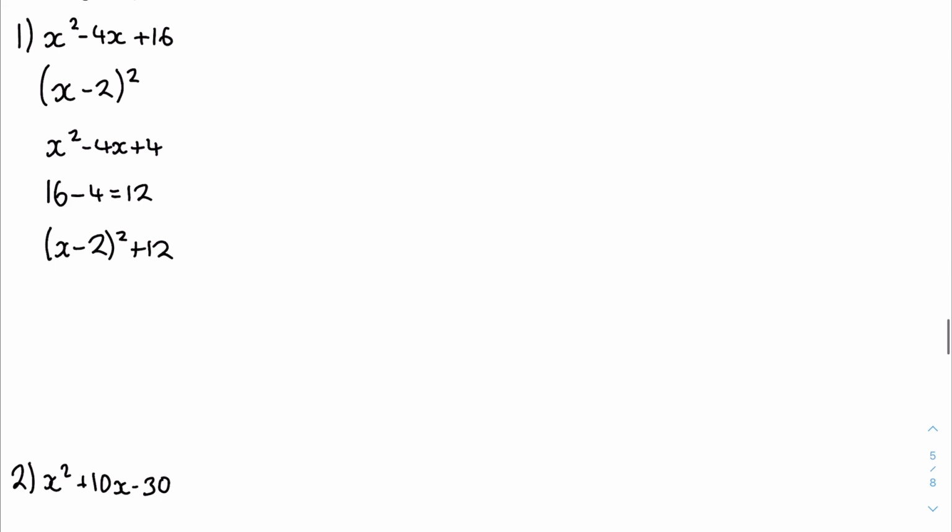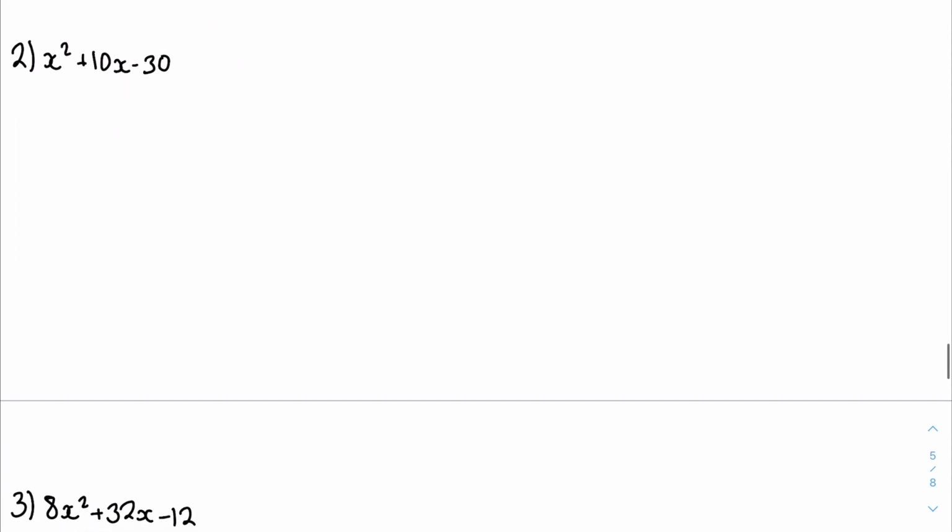And then our minimum point, because a in this case is 1, not negative at all, our minimum point here will be 2, 12. So we flip the sign inside the brackets, the one outside the brackets stays the same.